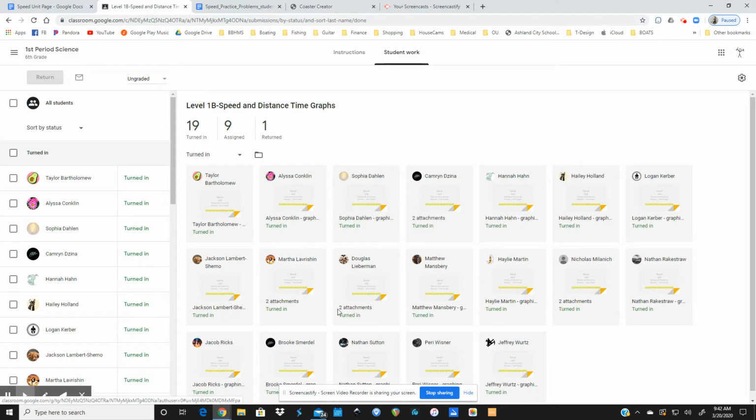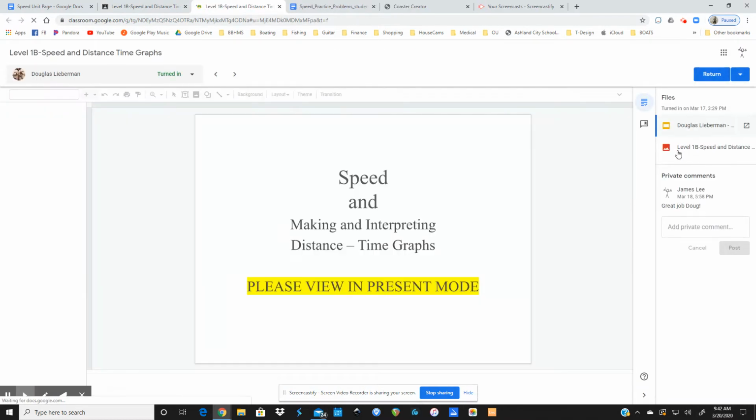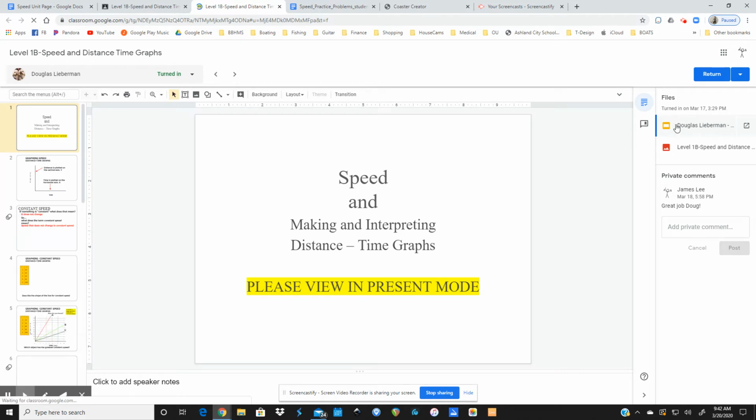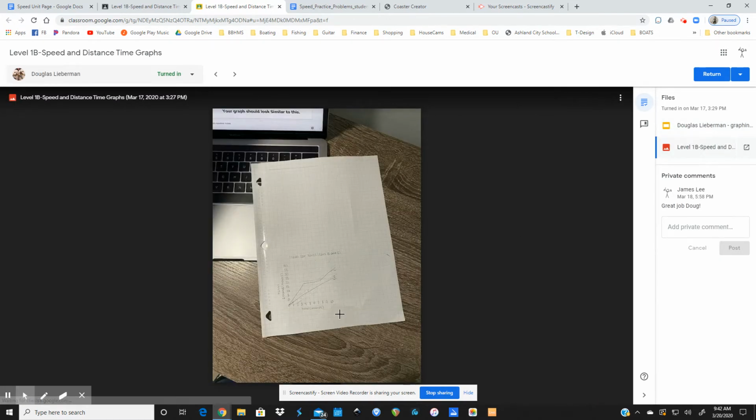I bet you Dougie, I'm sure, yep, has done that. Let's take a look. Hope you don't mind, Doug. Here's his picture of his graph. So he turned in his assignment and his picture. There's a picture of his graph, which is perfect. And I basically want you to see the shapes that the graph takes.